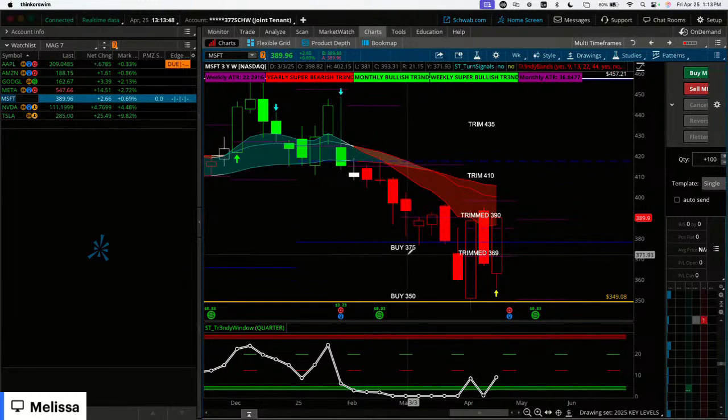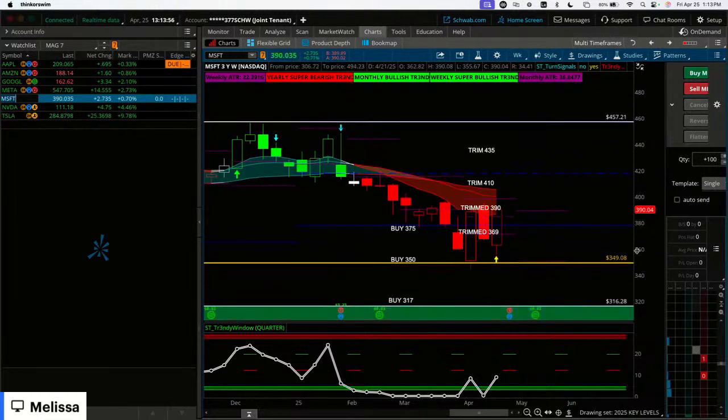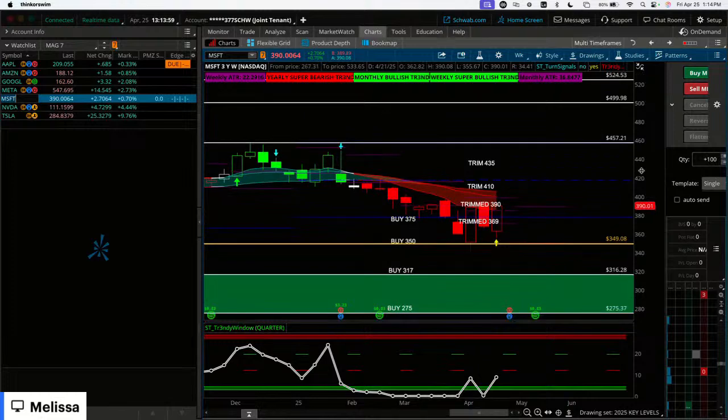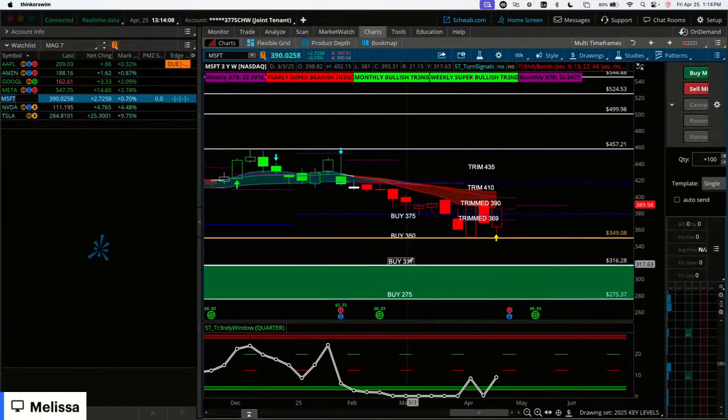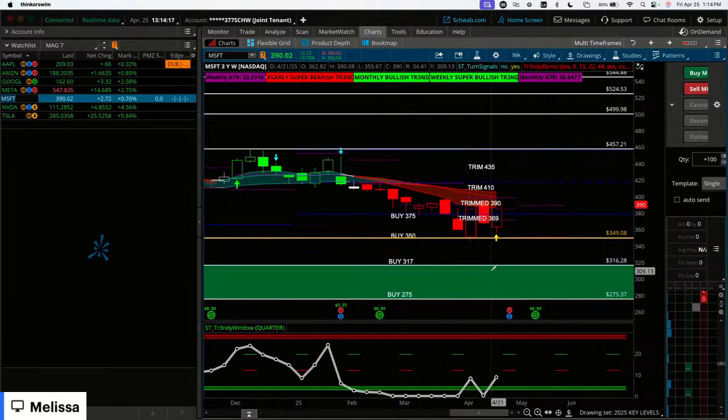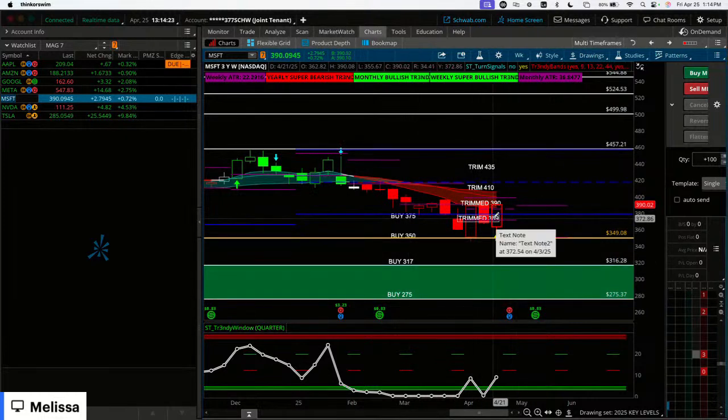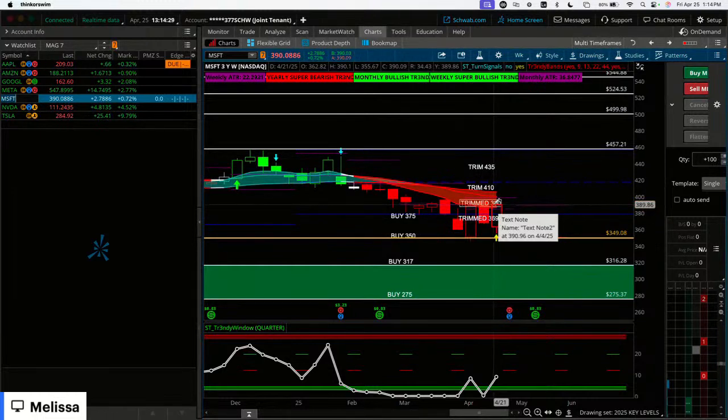So for Microsoft, I started adding to my equity position at $375 and then I bought more at 350. My next buys on Microsoft, if we get a dip, are 317 by 27 and 275 would be my next adds on Microsoft. This green box that you see right here is a higher time frame quarterly demand zone, and that's why I have 2 buys.